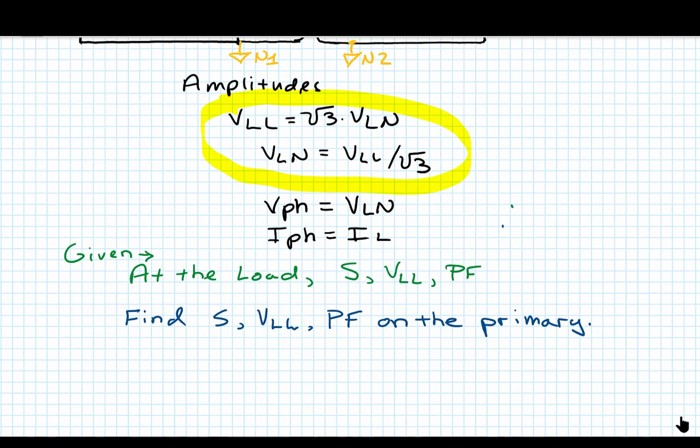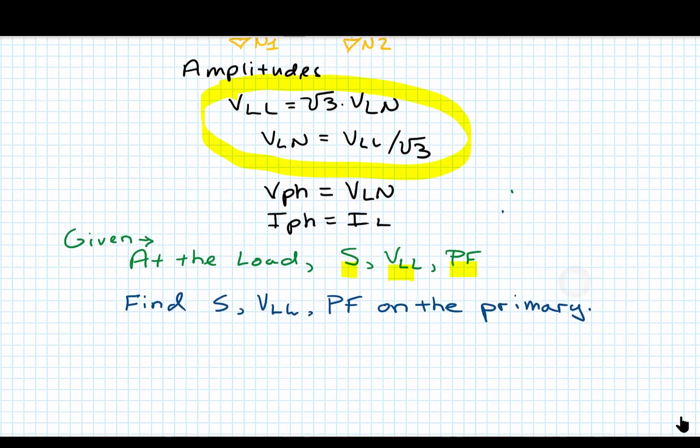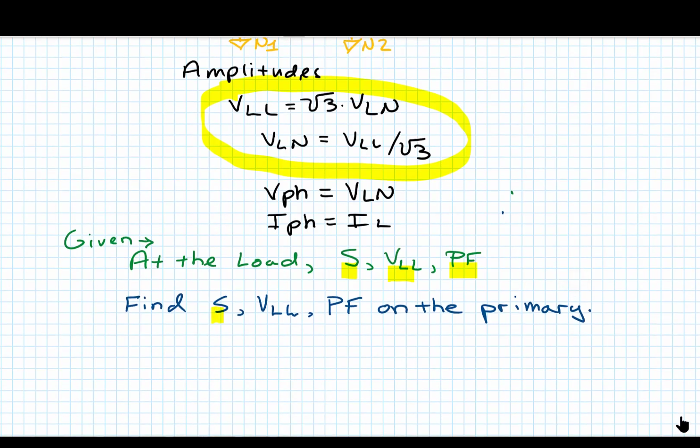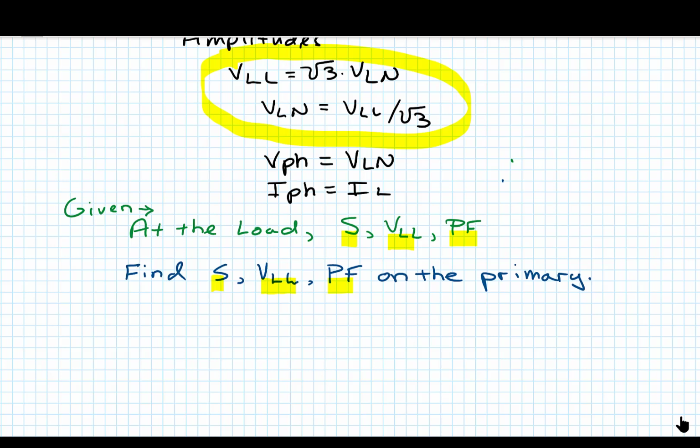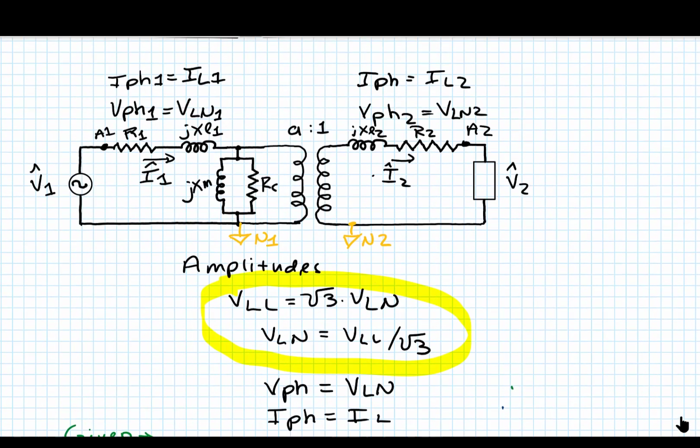Okay, so I'm given the volt amperes at the load, the line-to-line voltage at the load, and the power factor at the load. I'm asked to find the volt amperes at the source, or on the primary side, the line-to-line voltage, and the power factor. The step-by-step approach here would be to first find the line current at the load.